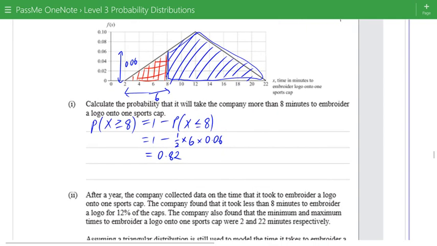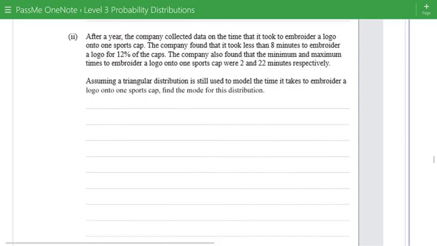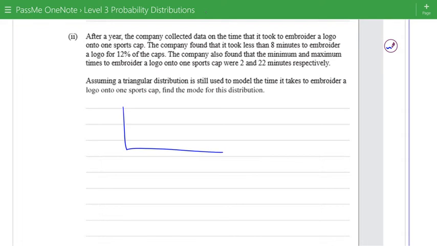Alright, so for number 2 we have a bit of a different situation. I'll let you read that as well, but otherwise I'll just get on with it. And so it found another distribution where the maximum and minimum were 2 and 22, and we've still got a triangular distribution. So I'll draw a little bit of a diagram here.